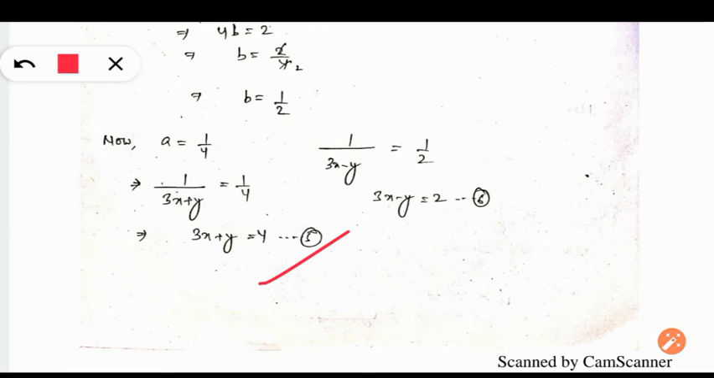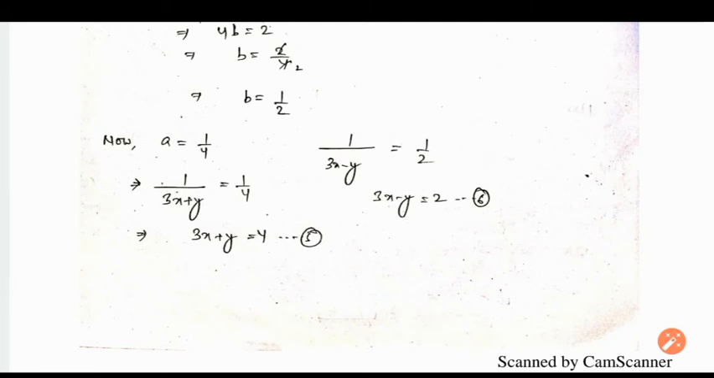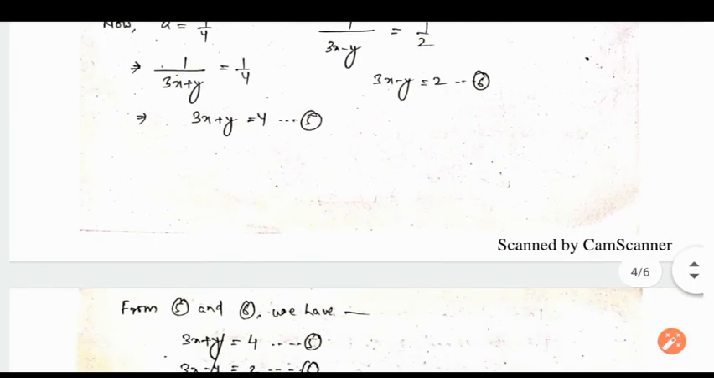Similarly, b was half. What was b? b was 1 by 3x minus y is equals to half. Cross multiply and got equation 6. Now see, after resubstitution in the previous question, we got the value of x and y. But in this question, we got another two equations, 5 and 6. Again we are required to solve these two equations.